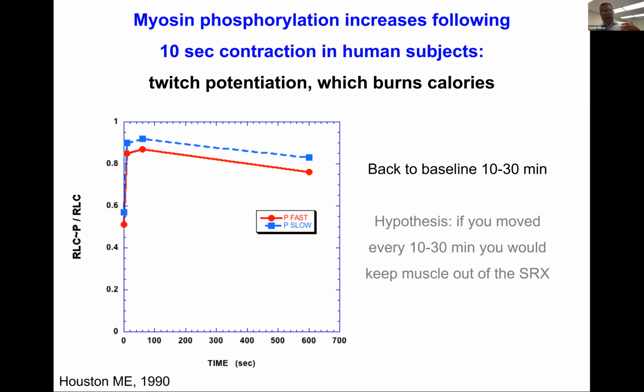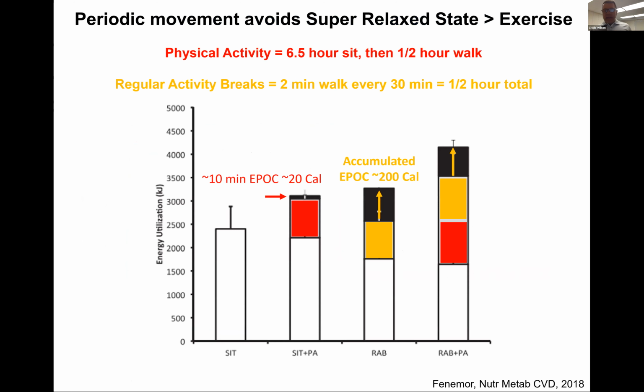So this is our twitch potentiation, and you're increasing your resting metabolic rate in that state by an order of magnitude. So a hypothesis would then be, if you were to move throughout your day every 10 to 30 minutes, that you could keep your muscles idling and dramatically increase your resting metabolic rate by moving at that periodicity.